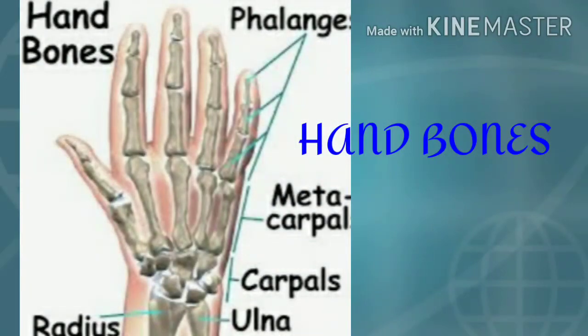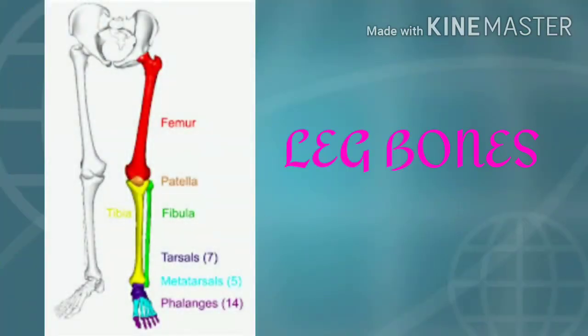Then the hand. The hand consists of the various smaller bones which form the wrist and the palm and the fingers. The wrist has 8 small bones. This helps the hand move. Next topic is leg bones.